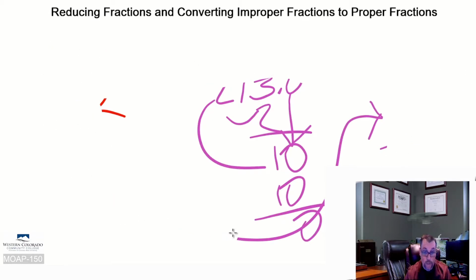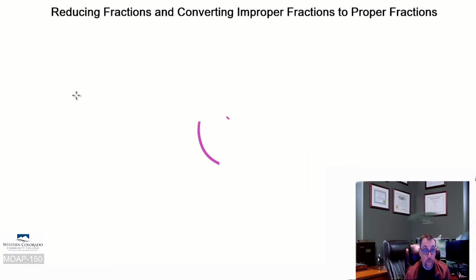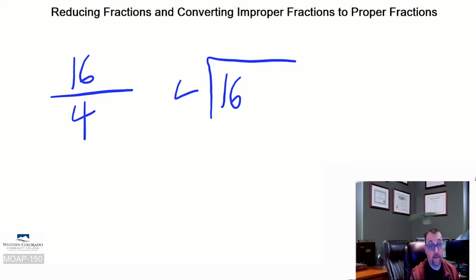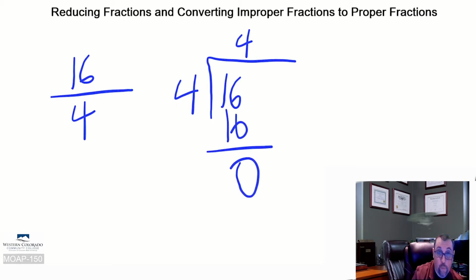Okay, so let's look at one last problem in which we'll both convert and reduce. Let's say you've come up with a final answer of 16/4. And now you need to both convert this to a proper fraction and reduce it. To convert it to a proper fraction, we're going to do 16 divided by 4. Does 4 go into 16? Yes. It goes in 4 times, and it goes in evenly.